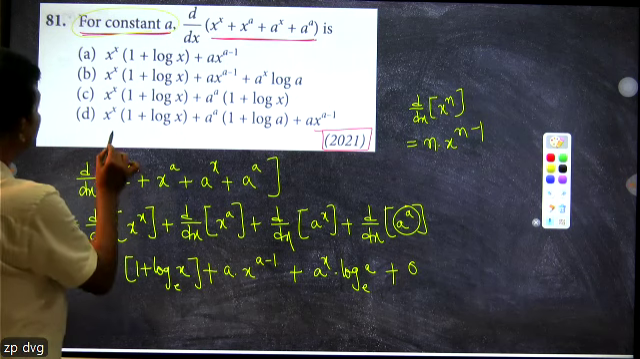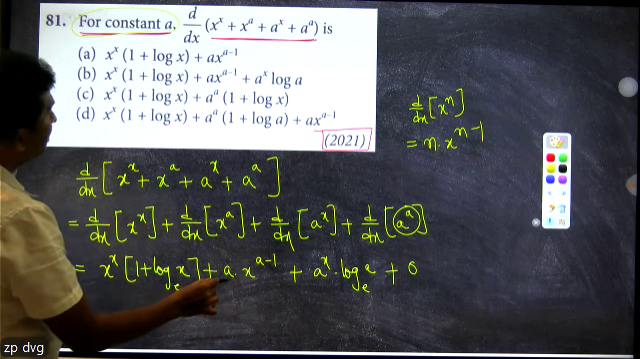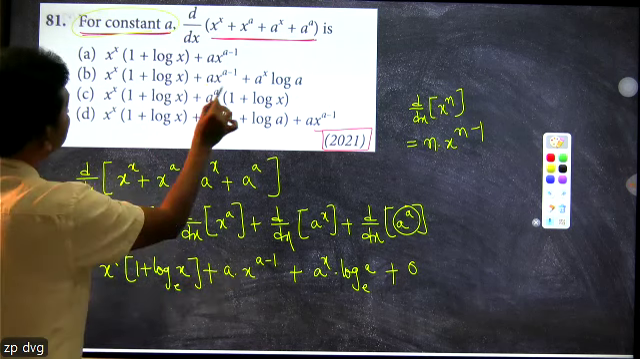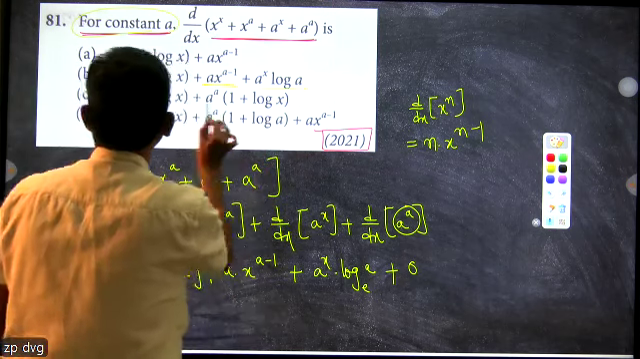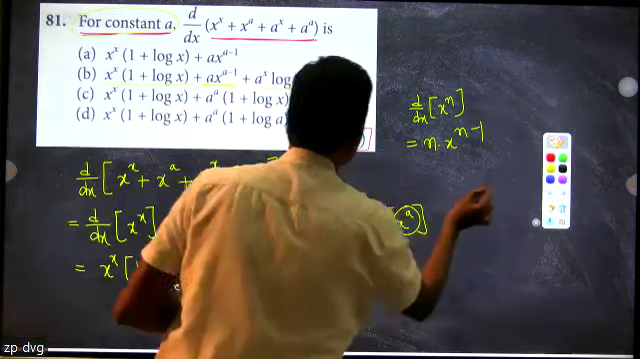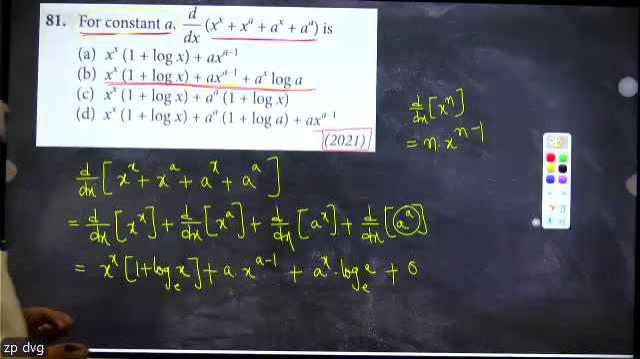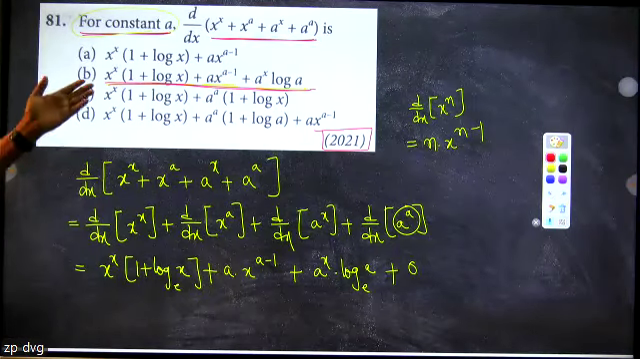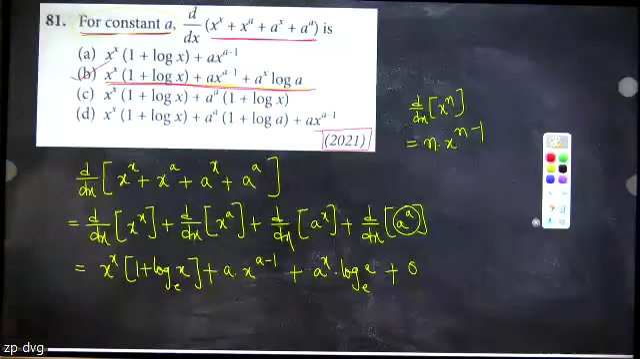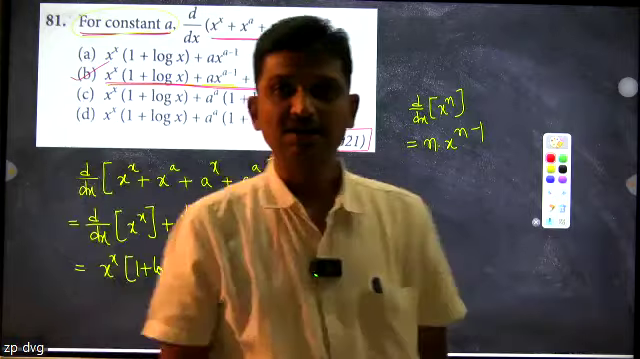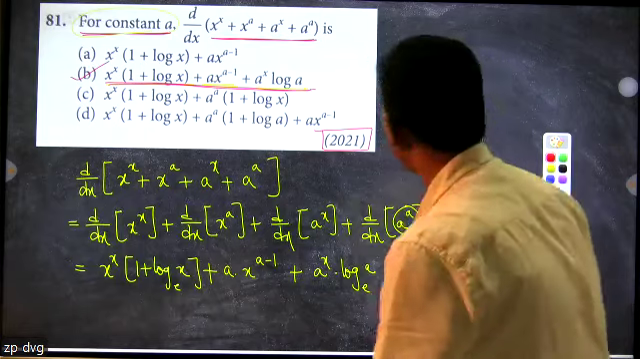So if you observe, what is the right option? X power x into 1 plus log x base e is there everywhere, right? A into x power a minus 1 is there here. Plus a power x into log a base e. So you can observe that whatever answer we got is present here: x power x into 1 plus log x plus a into x power a minus 1 plus a power x into log a base e. So what is the right option? Option B is the correct option. I hope you are understanding, right?